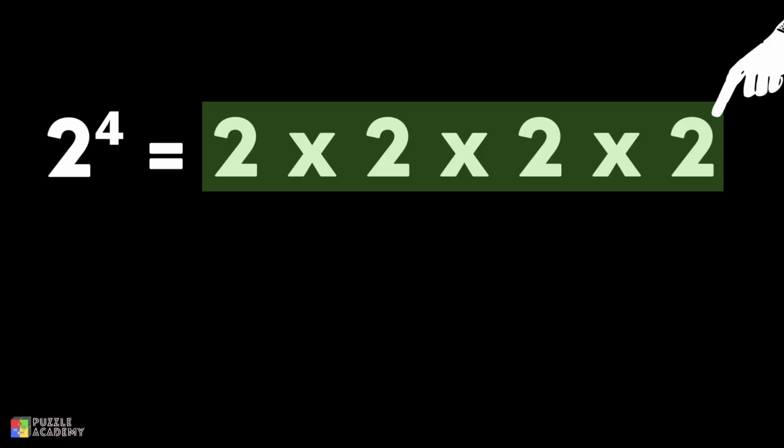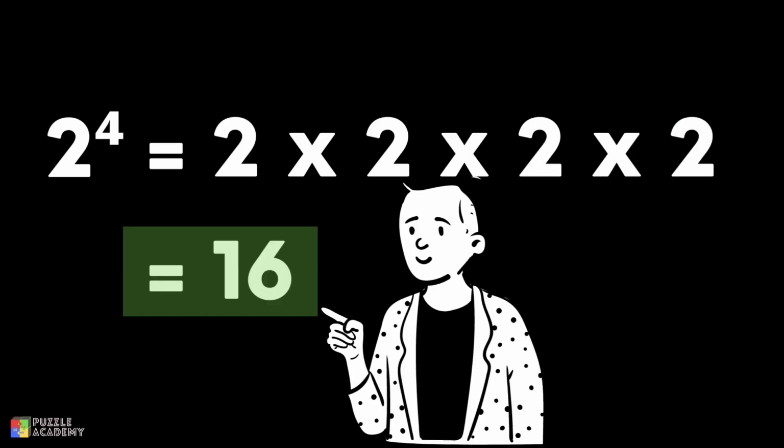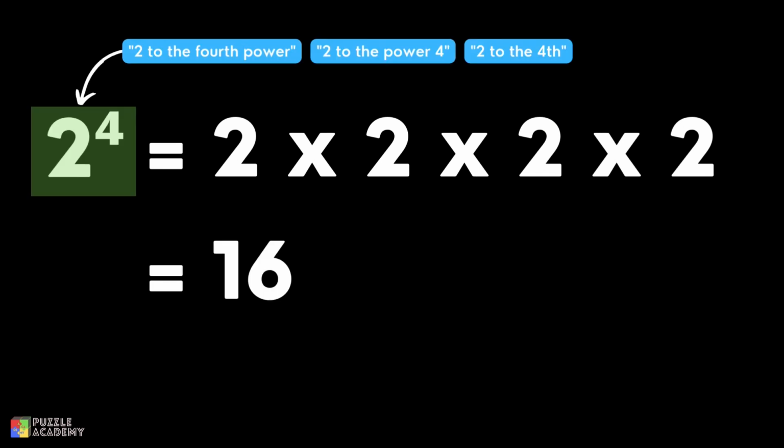Now for the next example, 2 raised to 4, and that is equal to 2 times 2 times 2 times 2, and that is equivalent to 16. In words, 2 raised to 4 could be called 2 to the fourth power, or 2 to the power of 4, or simply 2 to the fourth.